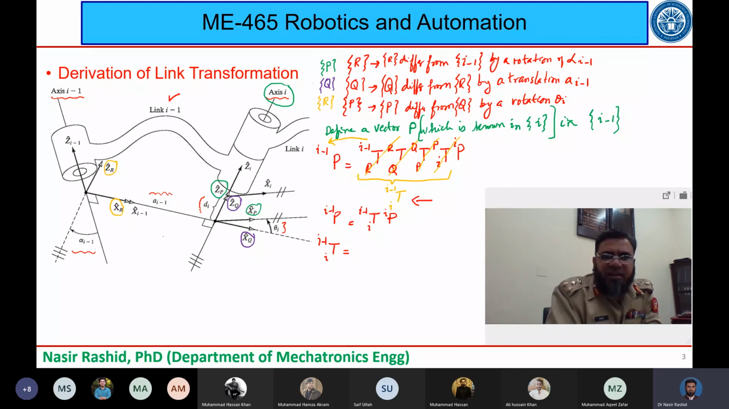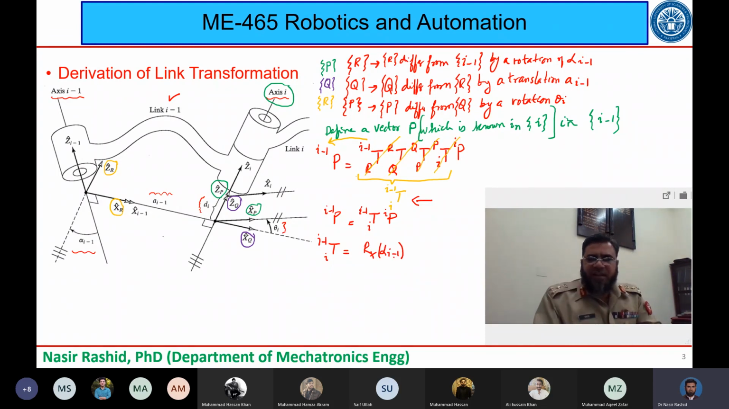So we had decided that R differs from I minus 1 by a rotation, and this rotation is about the x-axis. So I can write down that this is rotation about x by an angle alpha I minus 1.